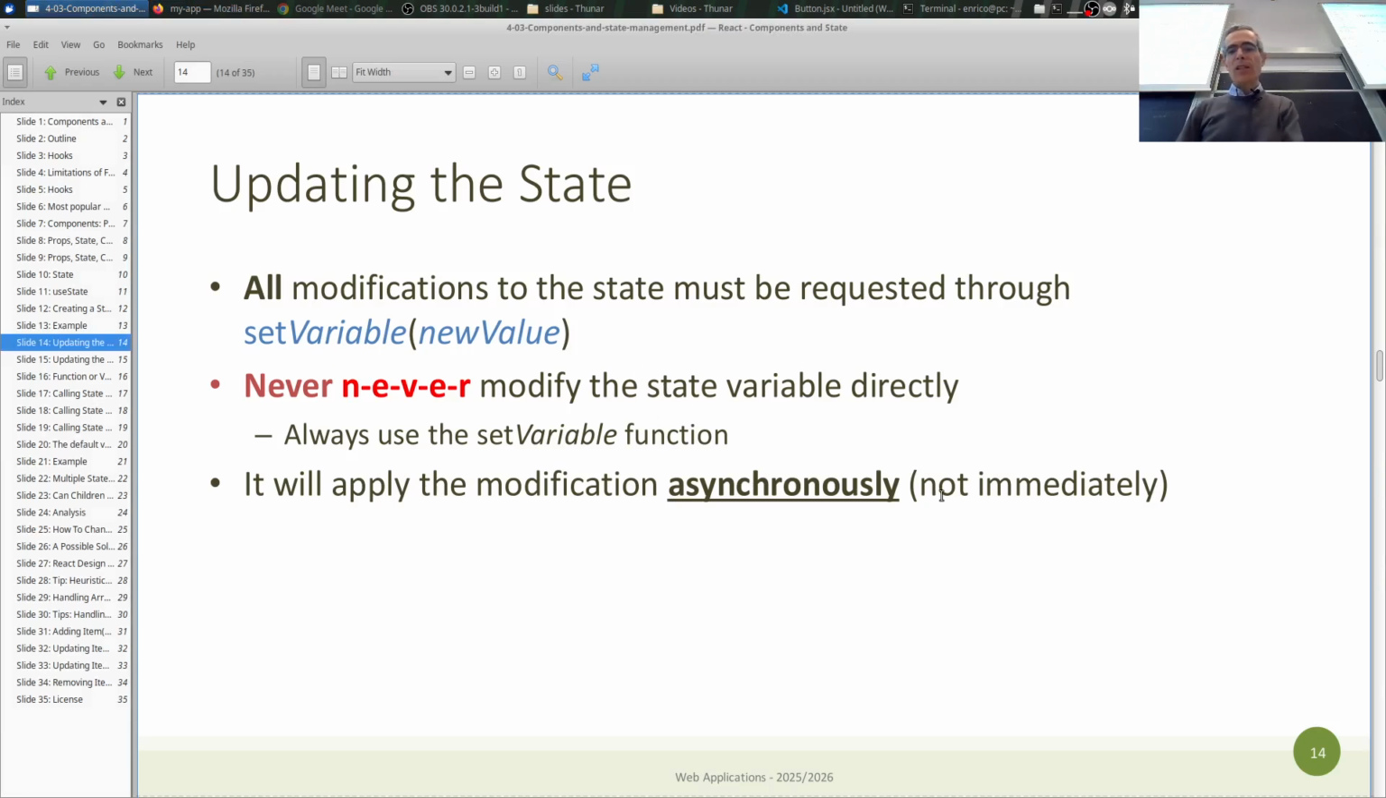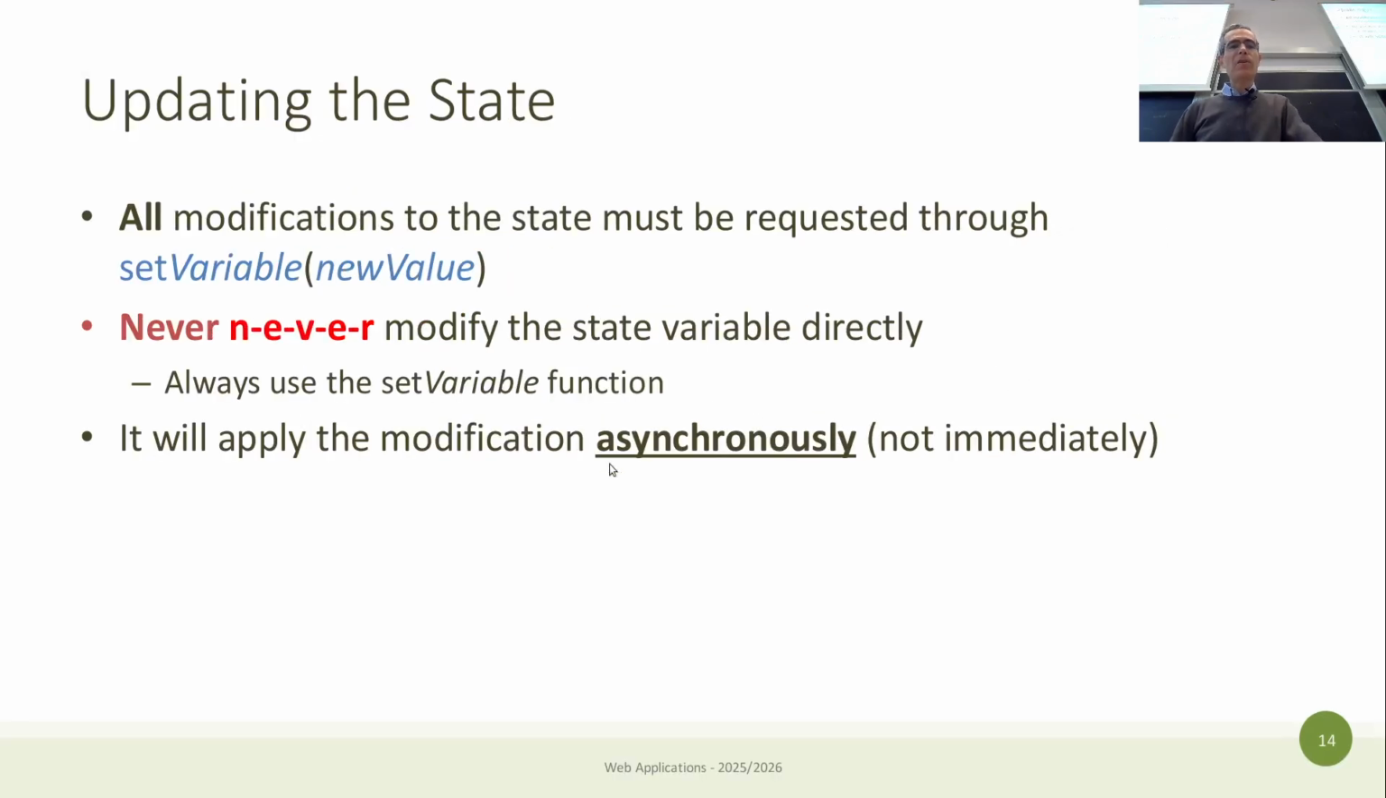Never modify the state variable directly. Okay, good. And we will see that the set function will apply the modification asynchronously. Of course, this is a very simple example, so it looks like it's immediate, right? But, I mean, you cannot really use that value before a new re-render happens, okay? Because in a more complex application for optimization purposes and all the reasons that React has, you might want to wait for updating the state, okay?